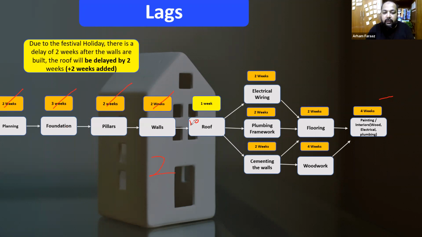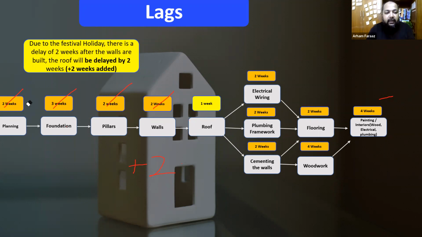Roof work was supposed to be on the 10th week. But now there is a delay of 2 more weeks. After the 9th week, again 10 and 11. So 10 and 11 is over. So on the 12th week is when the actual work is going to start. So if you add this up, 9 plus 2, 11th week. Yeah, let me just erase that. Okay, so it's not 12.